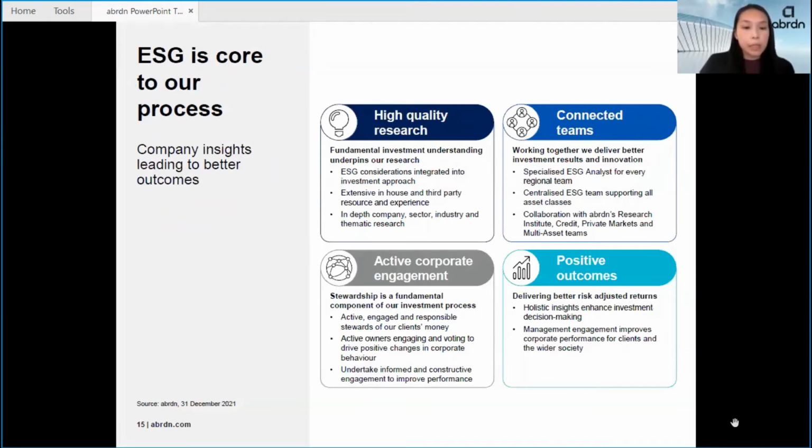On slide 15, I won't go over all the details here, but ESG, as you can see, is really just part of our investment process. We actively engage with the companies that we own for many years after we've owned them, just to seek continuous improvement. And oftentimes, even in China, where many clients may be a bit more skeptical, we actually do see a number of positive outcomes, delivering better risk-adjusted returns. Management engagement does improve corporate performance for clients and for the wider society as well.